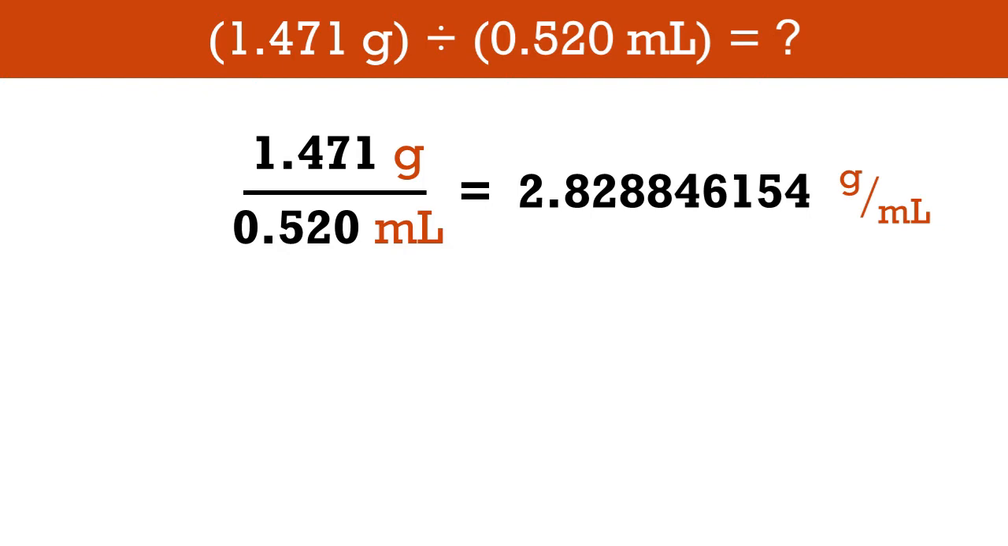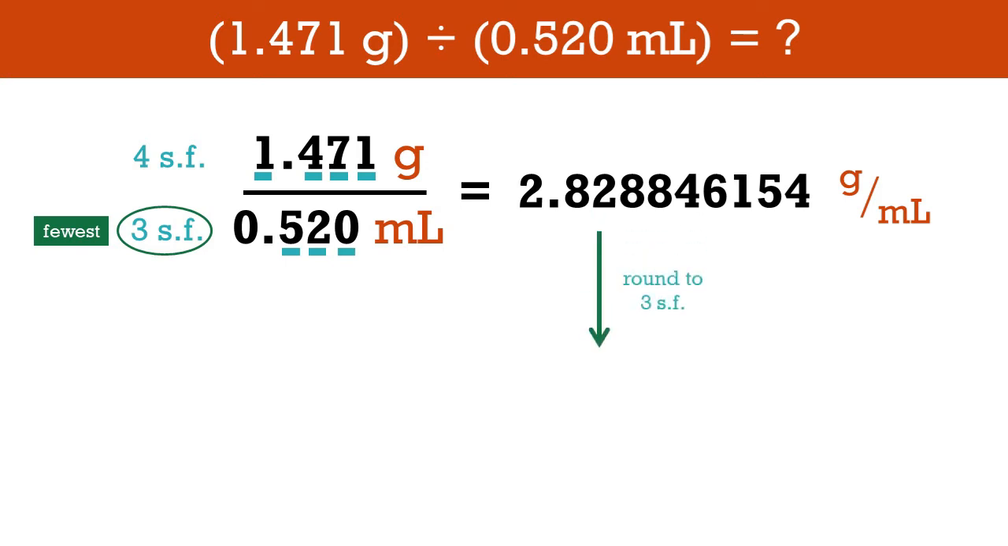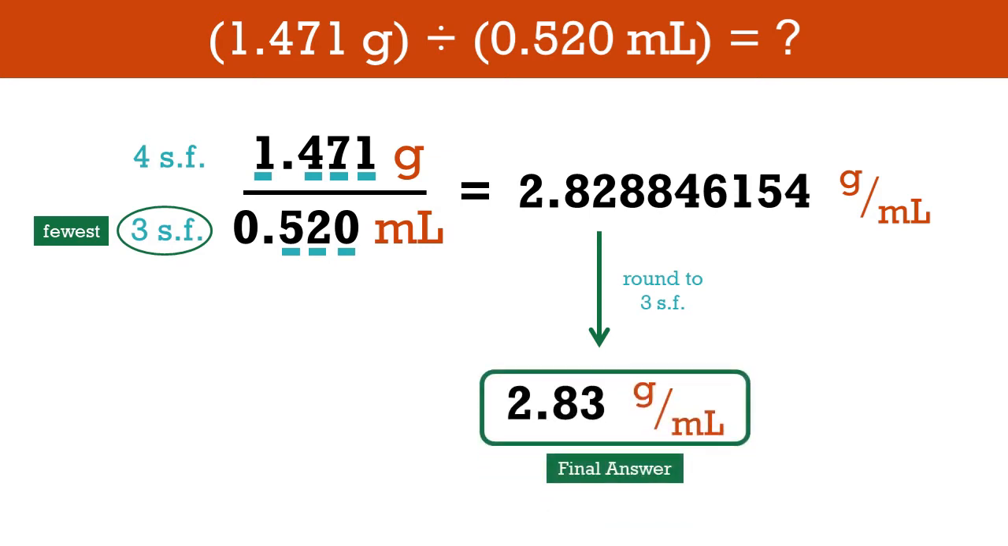In 1.471 grams, there are 4 significant figures. In 0.520 ml, there are 3 significant figures. The fewest number of significant figures is 3. Therefore, our final answer must only have 3 significant figures. Our initial answer here has so many digits. We need to round this number to 3 significant figures. By rounding, the final answer would be 2.83 grams per ml.